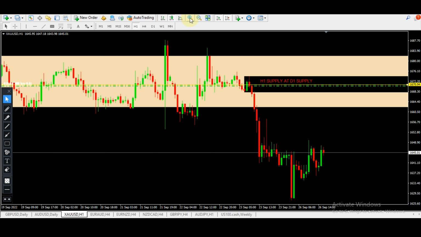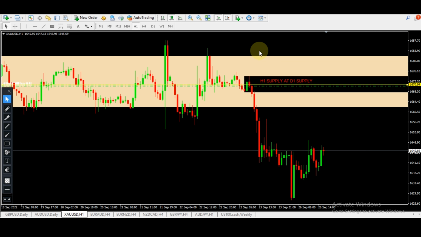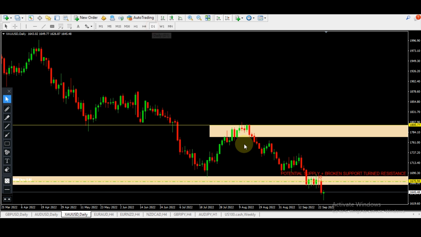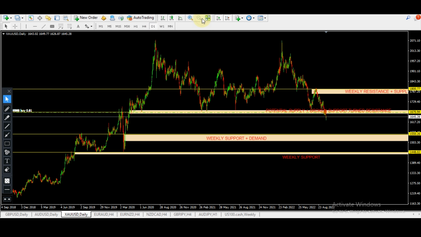Then go on to the H1 time frame. If we were to zoom in, we can see at this same level we've got an H1 supply, plus a daily supply. So this is a confluence, a strong supply area over here. So we can expect to short the market when it comes into this zone. Of course, your stop loss maybe above these highs over here, and you take profit maybe at the next level. Here you can take your profit.